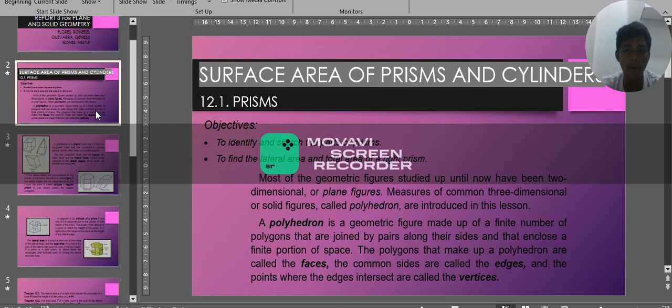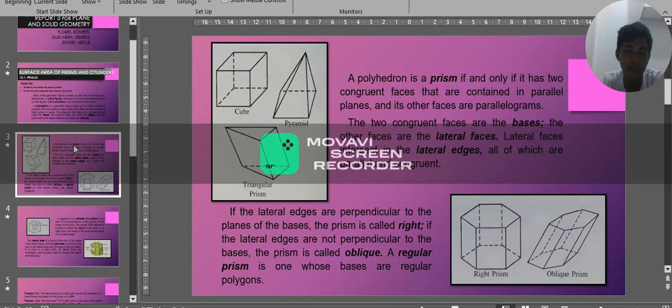The polygons that make up a polyhedron are called the faces. The common sides are called the edges, and the points where the edges intersect are called the vertices. Next, we'll be discussing kinds of polyhedron. These are examples of polyhedron. This one is a cube, this one is a pyramid, this one is a triangular prism.